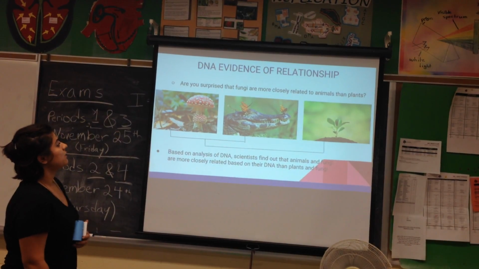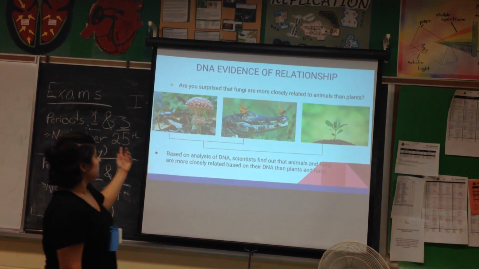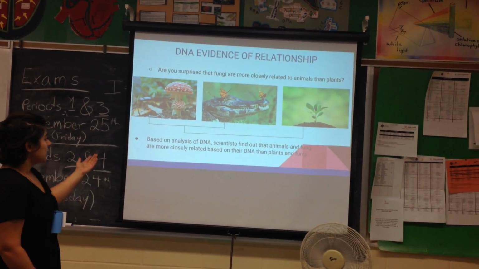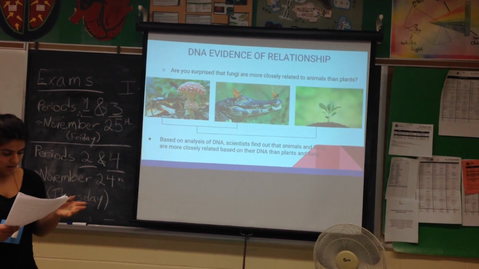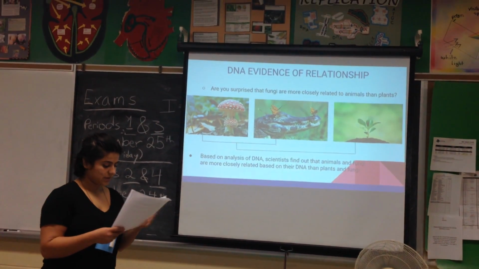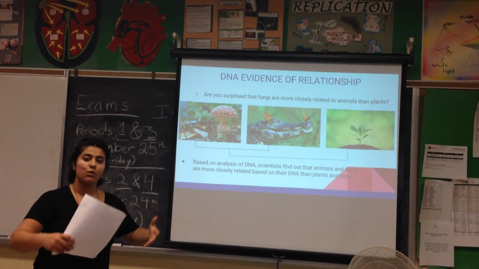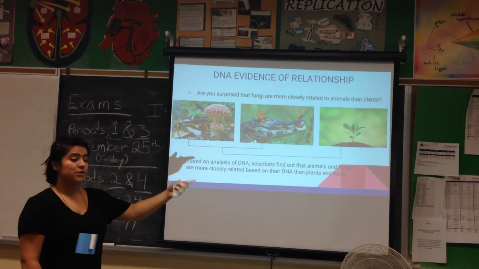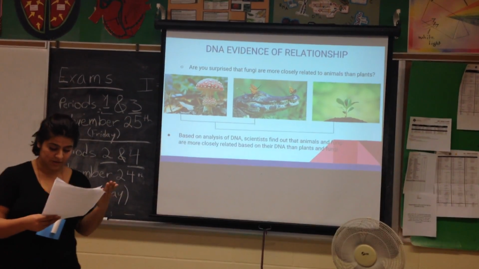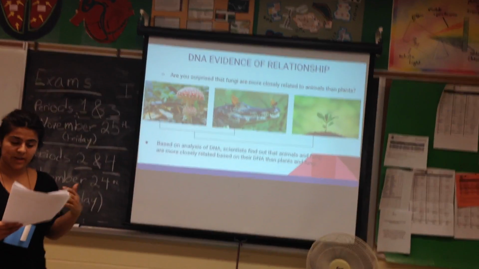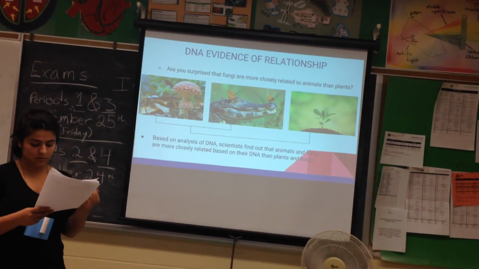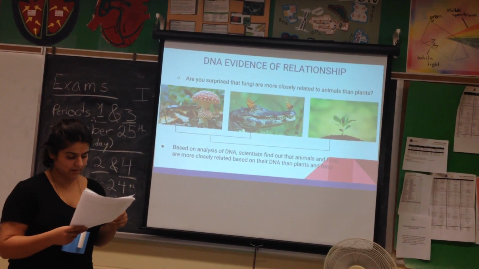DNA evidence of relationship between fungi, animal, and a plant. Fungi and animals are related because both of them don't produce their own food like plants do. They have to get their food from external sources for energy and everything. Fungi and animals also share a molecule called chitin that is not found in plants.